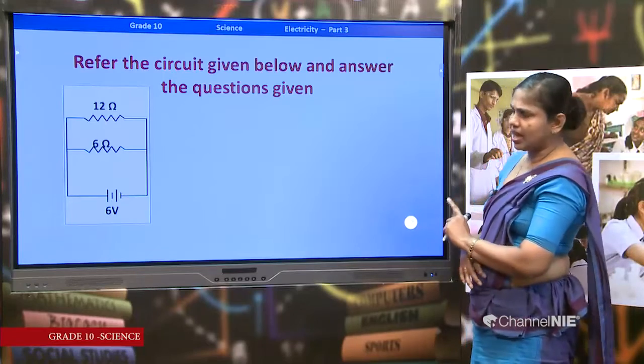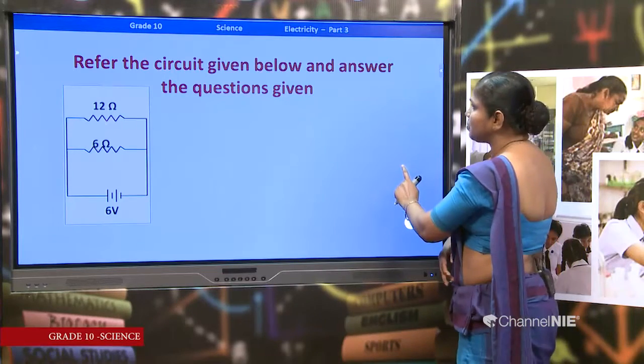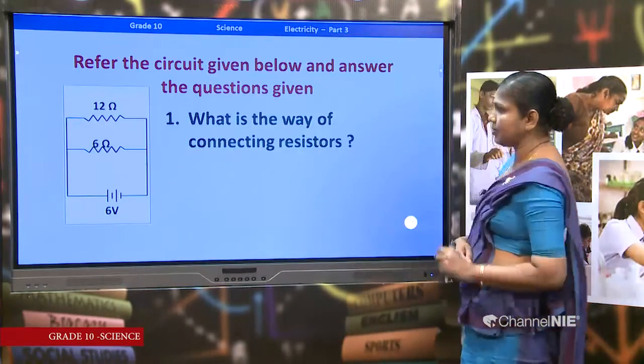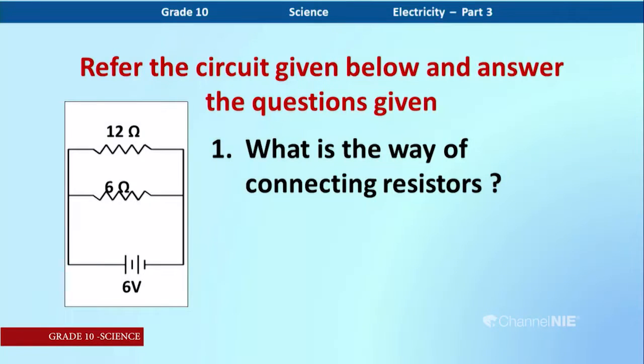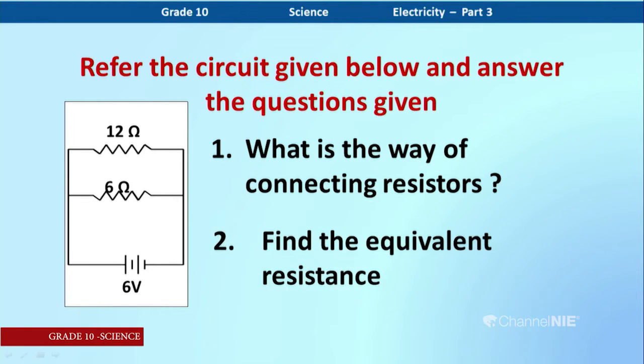Now, look at the same circuit, another circuit. Two resistors are connected again to a 6 volt power supply. What is the way of connecting resistors here, children? The way of connecting resistors is parallel combination, right? Next question. Find the equivalent resistance here. Now, how to get the equivalent, children?